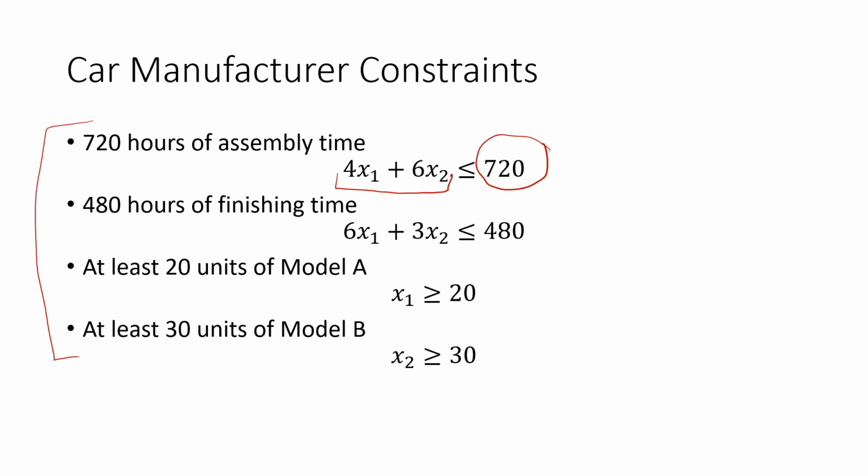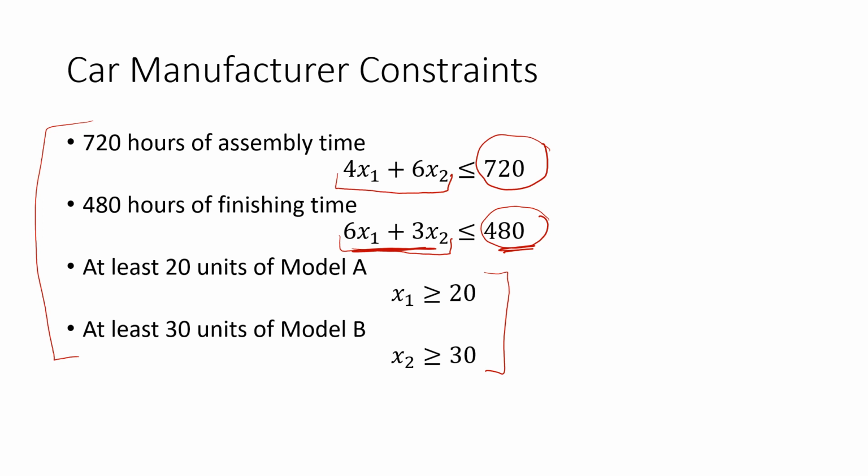Finishing time. Car A takes 6 hours, car B takes 3 hours of finishing. We are told we only have 480 hours of finishing time, so that's what we require. That's what we have. We can't go over what we have. Now in this one, we have a couple of other things. We have that we need at least 20 of Model A and at least 30 of Model B. So that gives us 2 more constraints.